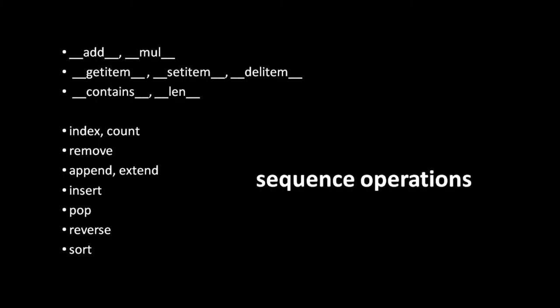The reverse method will reverse the order of the items in the sequence, and it does so not by returning a new sequence, but actually just by mutating the existing one, so of course it only works on the mutable sequence types. And finally, the sort method will sort the items in a sequence. And again, this is done by actually mutating the sequence, so it only works on the mutable types.